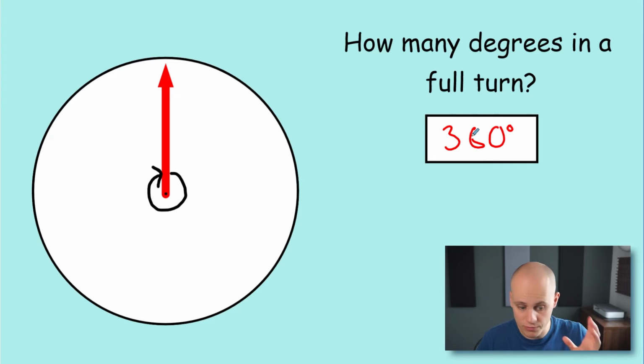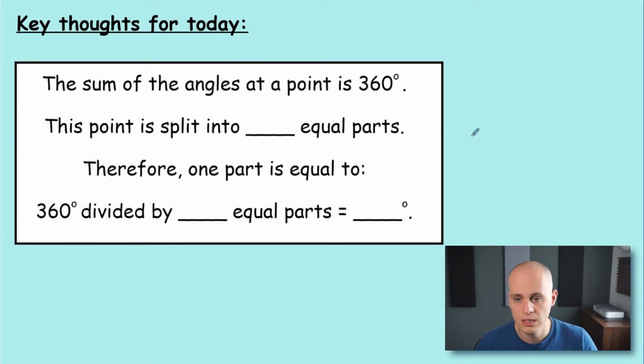That's the first important fact that we must understand for every single question we look at today. So our key thoughts for today are this. The sum of the angles at a point, so that means all of the angles going around a single point, is 360 degrees. If we add them all together, we get 360. Then what we're going to do is I'm going to split a circle into a certain number of parts, and you're going to fill in this sentence with me.